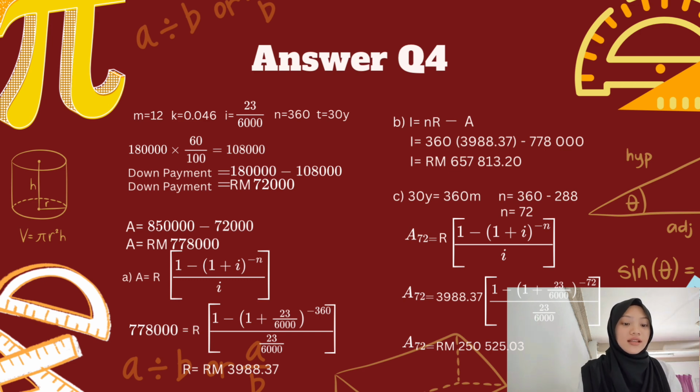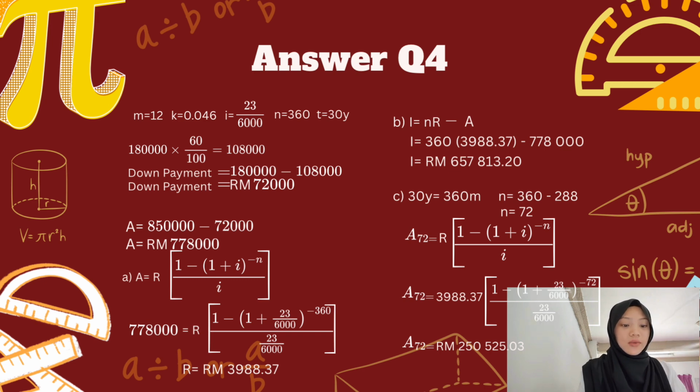Question B, calculate the interest charge. So the formula of the interest earned is I equals nR minus A. And the value of n is 360 times R, which we calculated earlier, 3,988.37, minus the A value, which is 778,000. And after we calculate it, we can get the I value of RM 657,813.20.